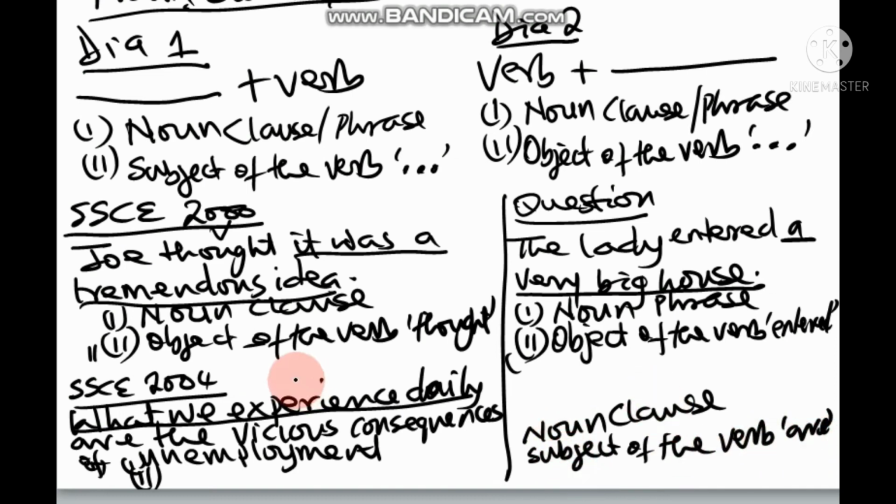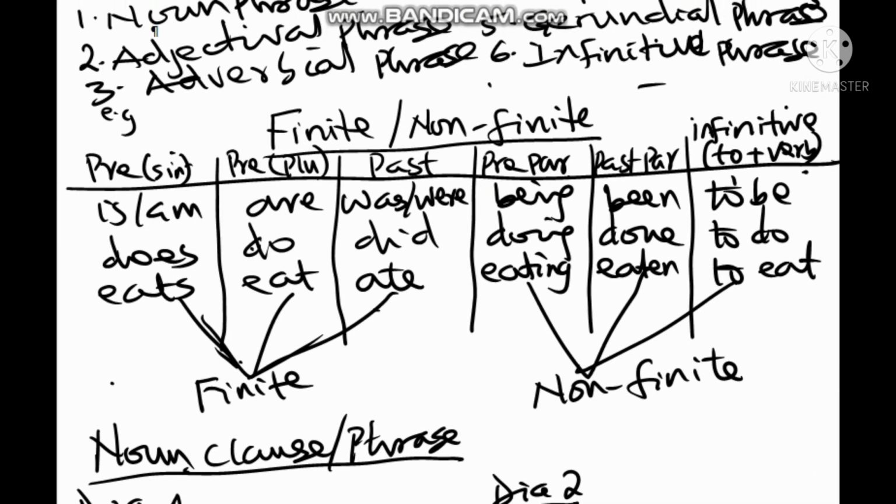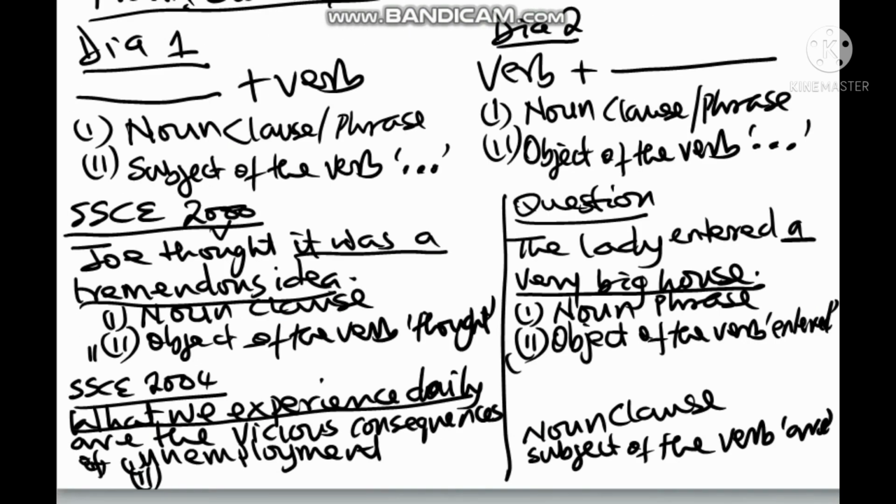But it is a clause because it contains "experience." "Experience" is a present tense plural. Remember, what will be the singular? Experiences. What will be the past tense? Experienced. The present participle? Experiencing. Past participle? Experienced. And infinitive, to experience. So "experience" falls under present tense plural, so that makes it a finite verb.